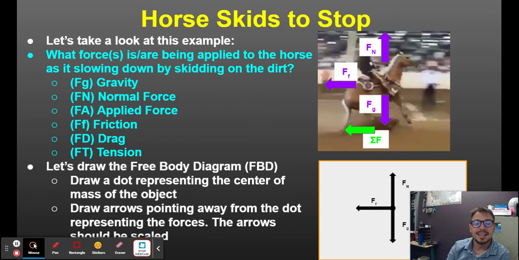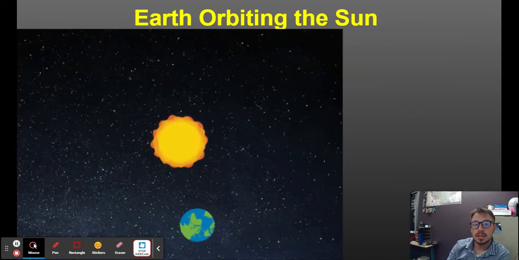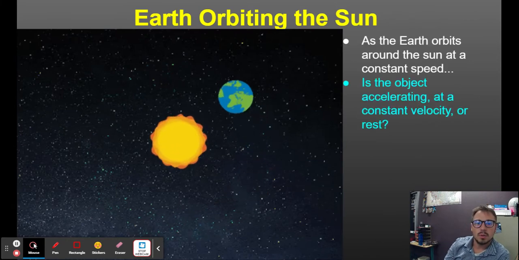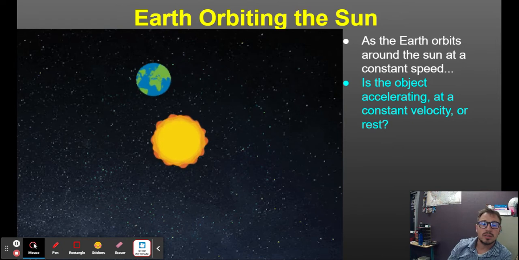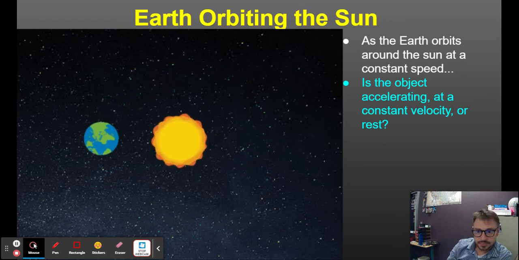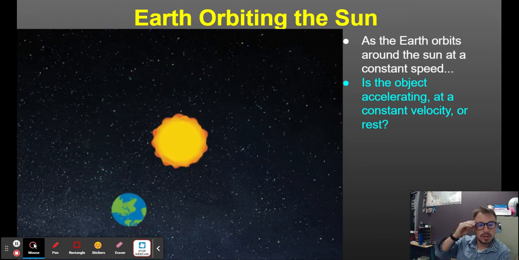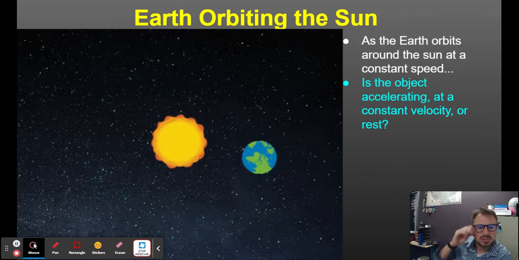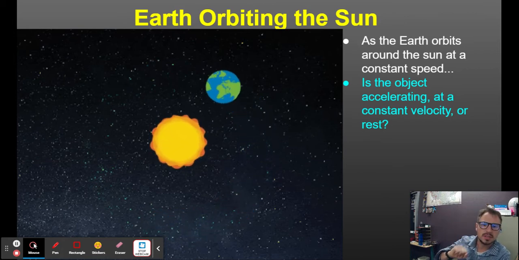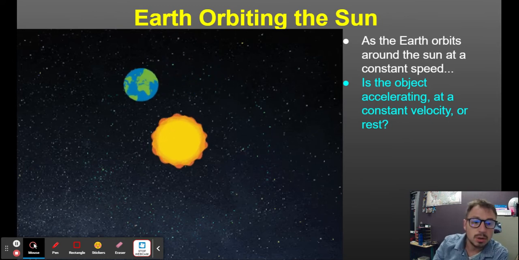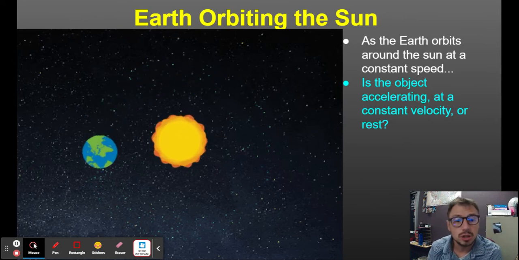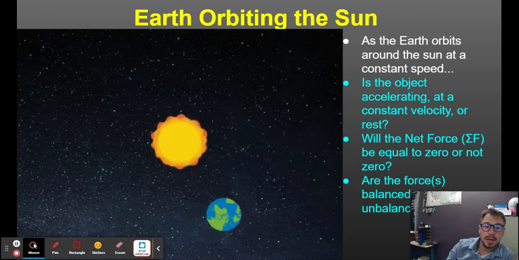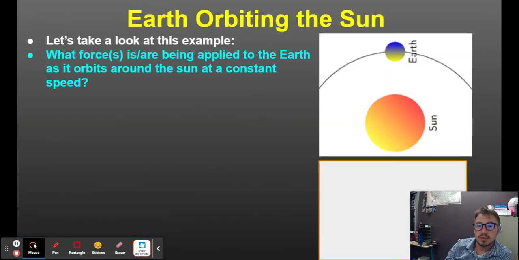This would be the free body diagram associated with this object. So let's look at the Earth as it orbits around the sun at a constant speed. Well, I know that the Earth is going to be accelerating because it's turning, even though it's traveling at a constant speed. And yes, if you look this up, it does travel at different speeds, but relatively it's about the same. But it is accelerating because it is turning. So I know the net force is not going to be equal to zero, and the forces are unbalanced. There's that net force causing that acceleration.